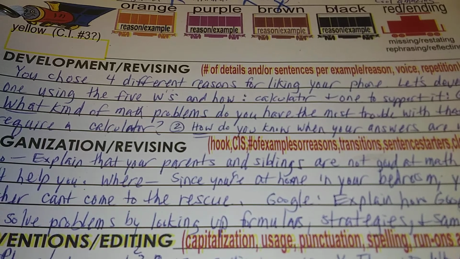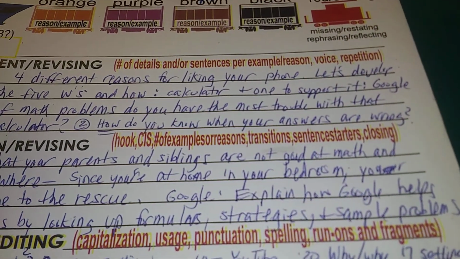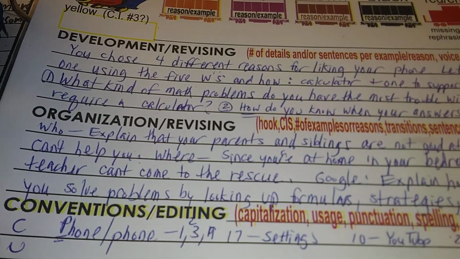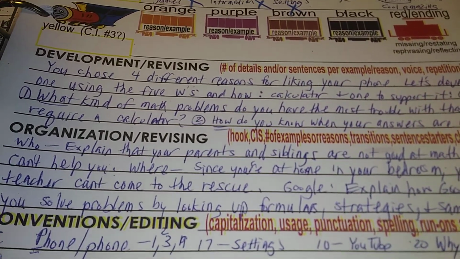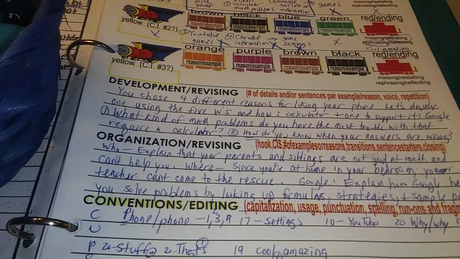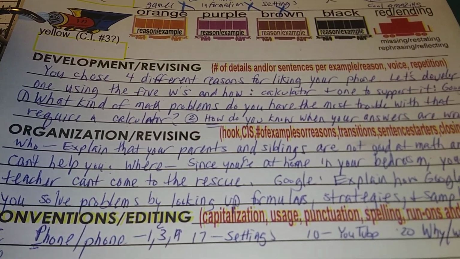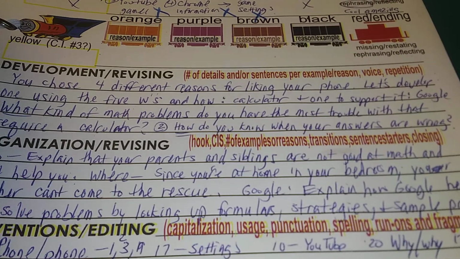And so you can talk about that in the where. Since you're at home in your bedroom, your teacher can't come to the rescue. So you would mention that and talk to me about why that's a problem. How come, even though your teacher loves you and cares about your success, how can that be a problem?